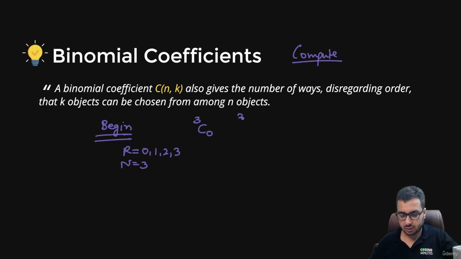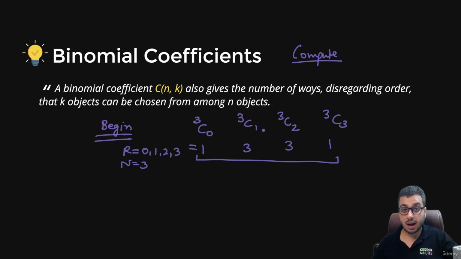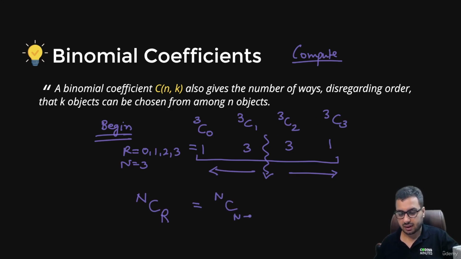So we have 3C0, 3C1, 3C2, 3C3. 3C0 is going to be 1, 3C1 is going to be 3, 3C2 is going to be 3, and 3C3 is going to be 1. What you will see is that these values are symmetric about the middle. Whatever values you have here, you will have the same values on this side as well. This is because of the fact that nCr is the same as nC(n minus r). Why this is true, let me tell you.